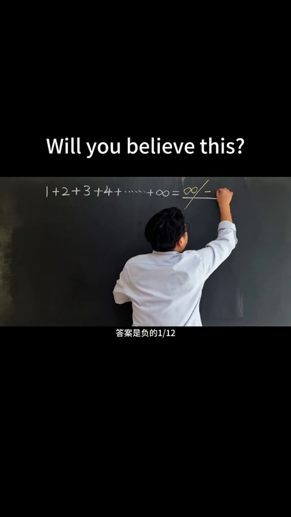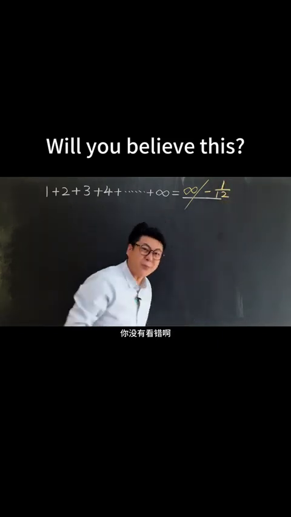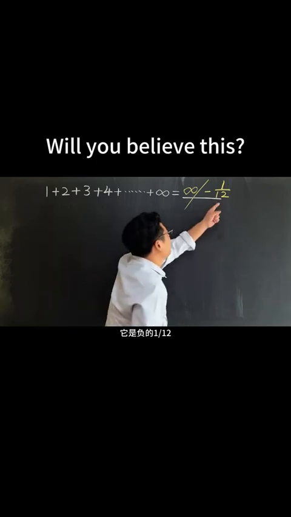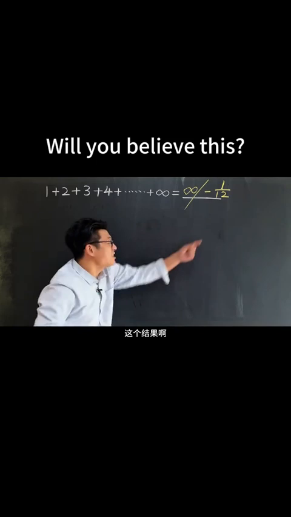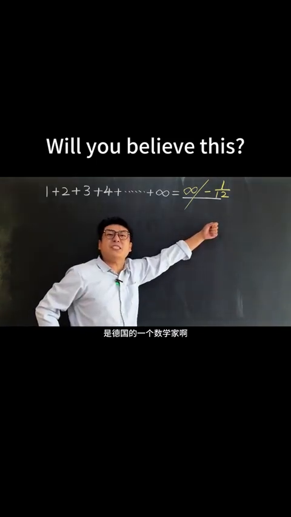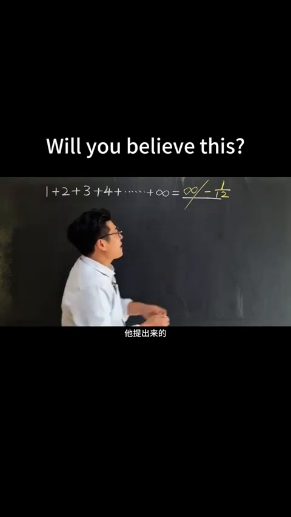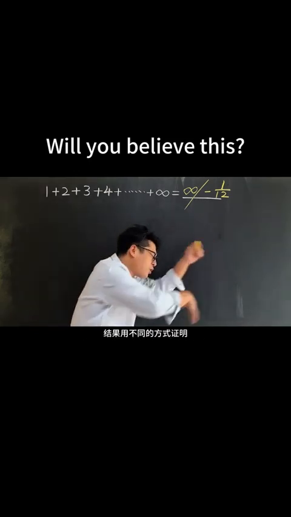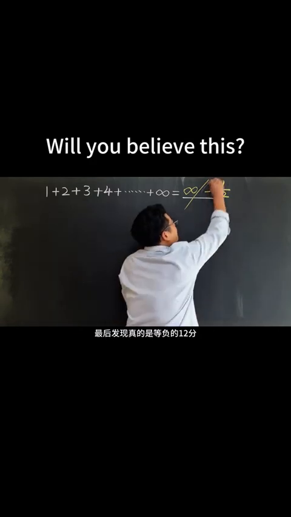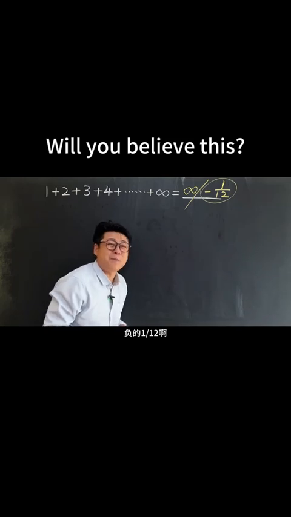The answer is negative 1/12. You read that right? It's negative 1/12. Now, many students might say, but all these numbers are positive. How could adding them up possibly result in a negative number? Well, it was a German mathematician named Riemann who proposed this, and then many mathematicians went on to prove it. Using different methods, they eventually found that it really does equal negative 1/12.